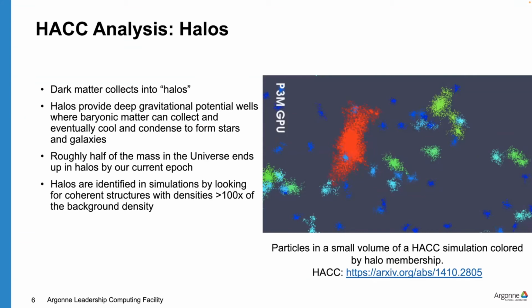So part of the analysis, what are the data products that HACC produces? Well, dark matter halos, or dark matter collects into these overdensity formations called halos. They're very deep gravitational wells where baryonic matter collects, eventually cools, condenses, forms stars and galaxies. Roughly half the mass in the universe ends up in these halos by the current epoch that we are in. And halos are identified by looking for these overdense structures, using density-based clustering algorithms.